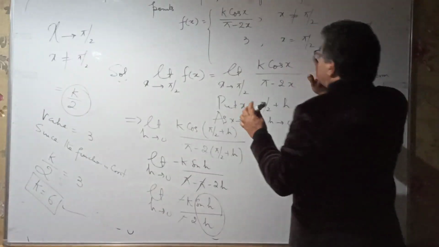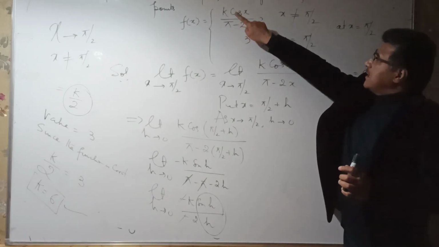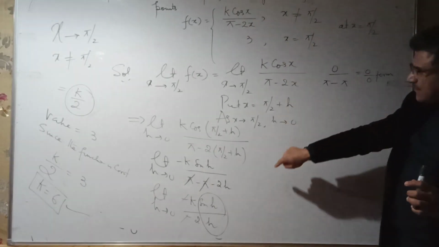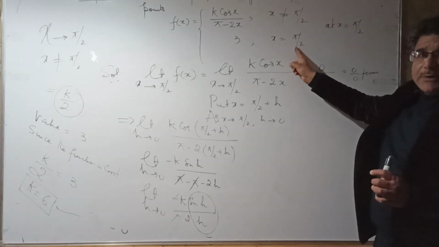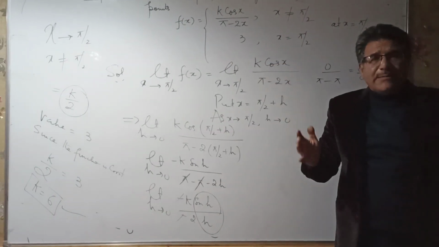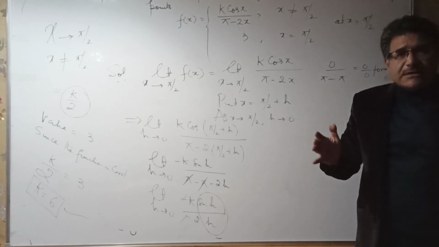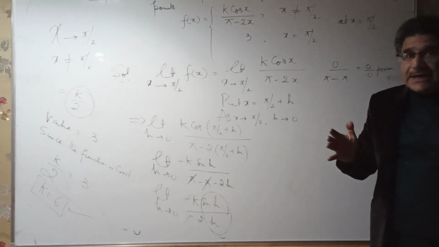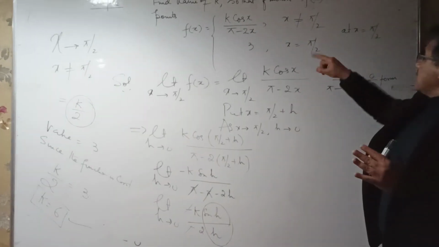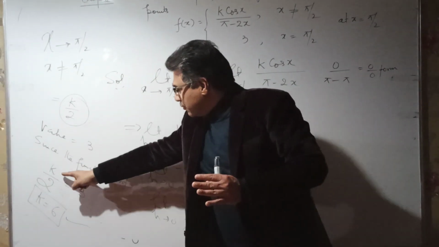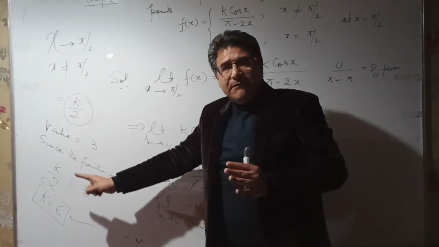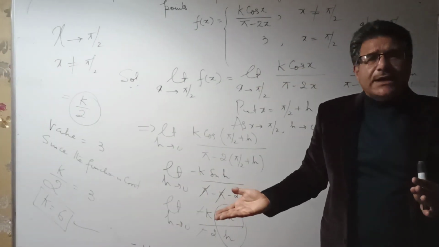So what I have done, first of all, I obtained the limit of this function. The limit of this function is k by 2. Then the value of the function at x equal to pi by 2 is 3. Limit and value must both be the same, because he says it is continuous. So I have put k by 2 equal to 3. When k by 2 is equal to 3, the value of k is equal to 6.